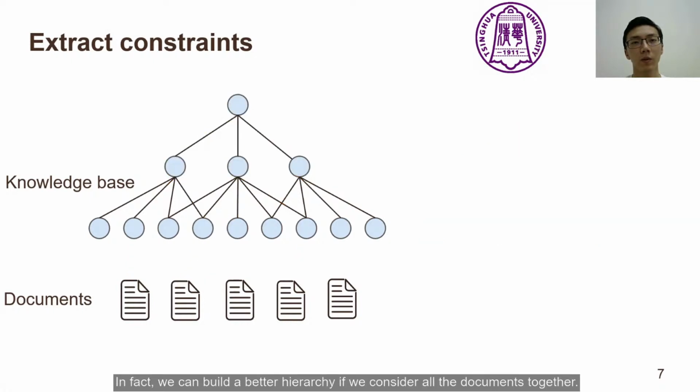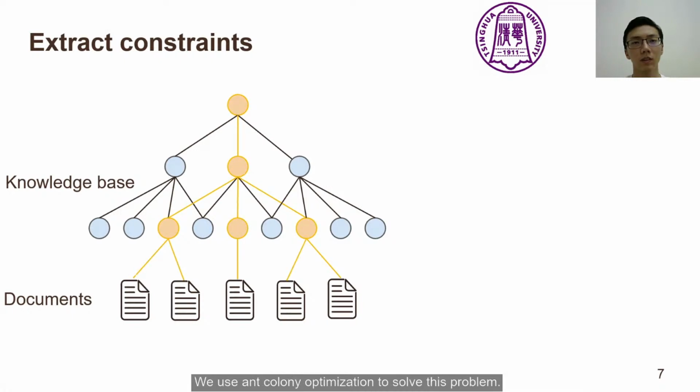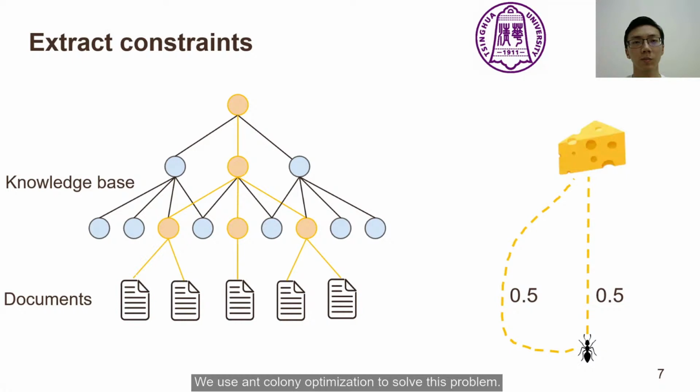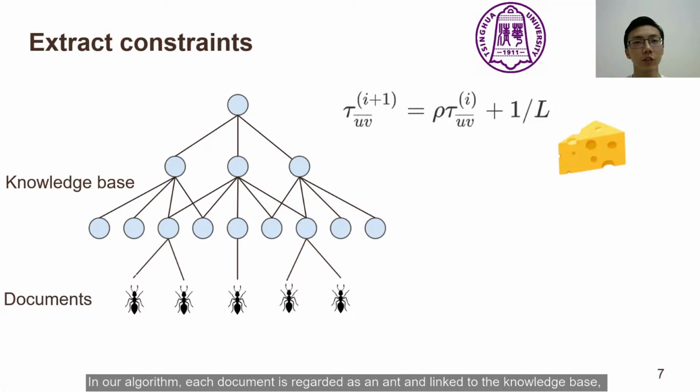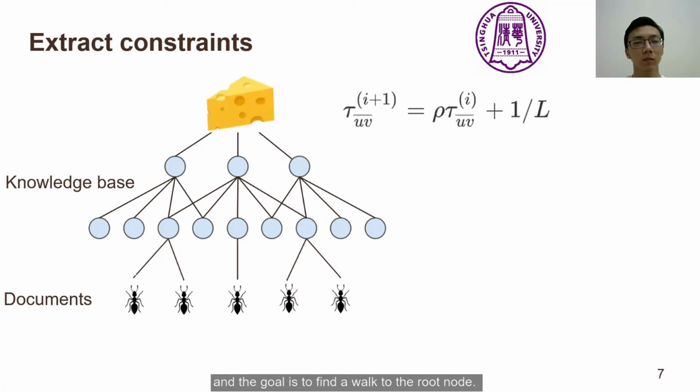In fact, we can build a better hierarchy if we consider all the documents together. We use ant colony optimization to solve this problem. The idea is that when an ant finds the food, it will lay down the pheromone on its walk to attract other ants. Therefore, if the ants lay down more pheromones on a shorter walk, then gradually all ants will converge to the shortest walk. In our algorithm, each document is regarded as an ant and linked to the knowledge base, and the goal is to find a walk to the root node.